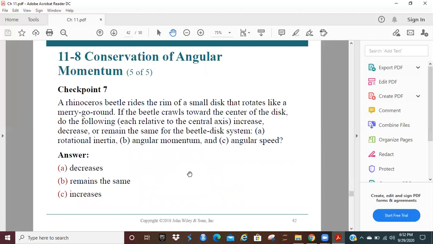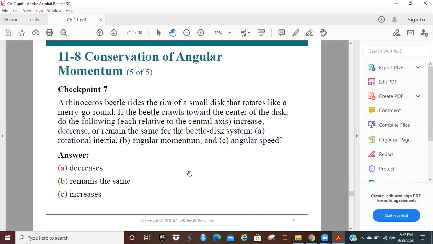So this is an interesting problem. A rhinoceros beetle rides the rim of a small disc that rotates like a merry-go-round. So if the beetle crawls towards the center of the disc, which of the following increase, decrease, or remain the same for this beetle-disc system? Each, of course, relative to the central axis: the rotational inertia, the angular momentum, and the angular speed.